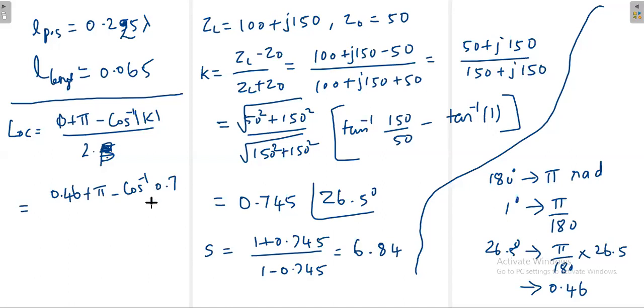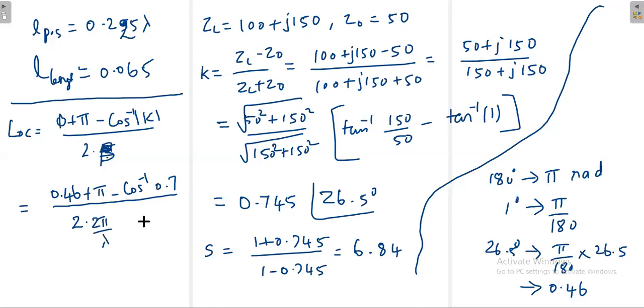Okay, cos inverse of 0.7. Now please be careful. Your calculator has to be in a radian format, not in the degree format. Otherwise, you will get wrong answer. Okay, please wait a bit. Then I'll write this also, because beta is 2 pi by lambda. Anyway, that lambda will go up later.